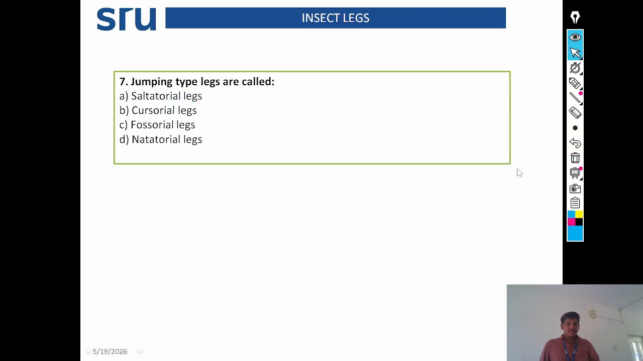Jumping type of legs are called option A, saltatorial legs, option B, cursorial legs, fossorial legs, or natatorial legs. Jumping type of legs are also known as saltatorial legs. These are there in grasshopper, that is the hind pair of legs.